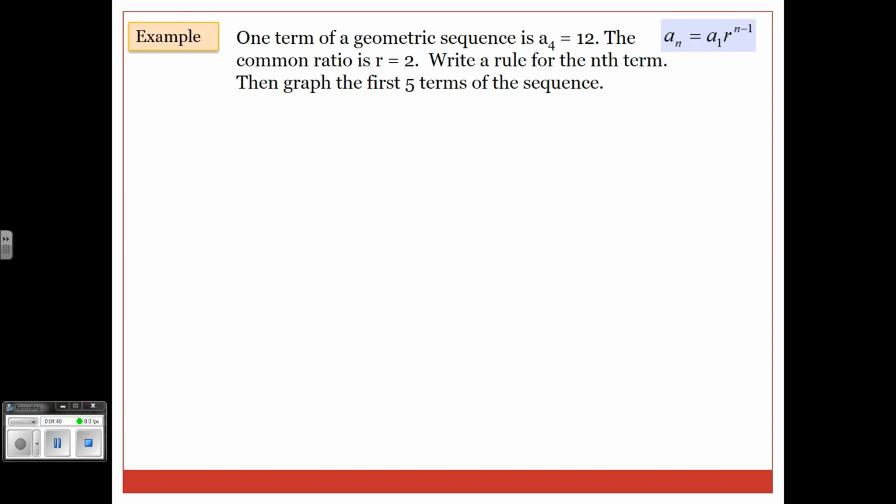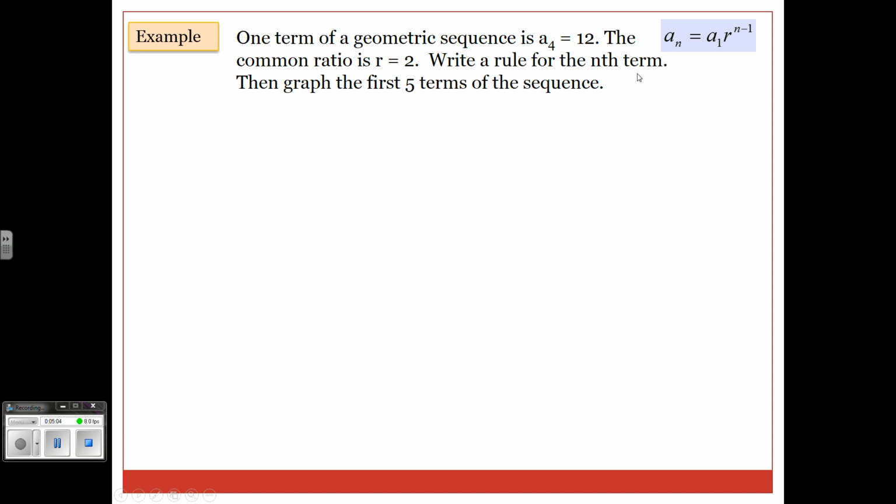So this one's a little bit more complicated, just like with the arithmetic sequences. I'm now just giving you one specific term, which it looks like I'm giving you the 4th term is 12, and I'm going to give you the common ratio is 2. You need to write a rule for the nth term, and then graph the first 5 terms of the sequence.